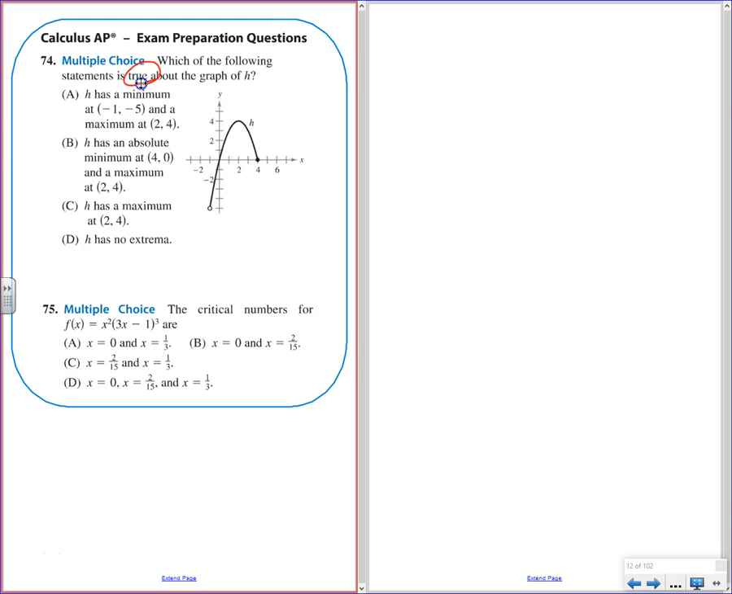What do we have? A min at -1, -5? No, it's a hole. An absolute min at 4, 0? No, there's no slope points. It has a max at 2, 4? Why, yes, it does. A good AP question would have marked 2, 4 and labeled it for you, but yes. No extrema? Well, no, there's a max.